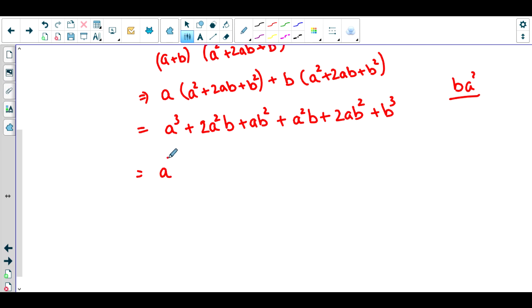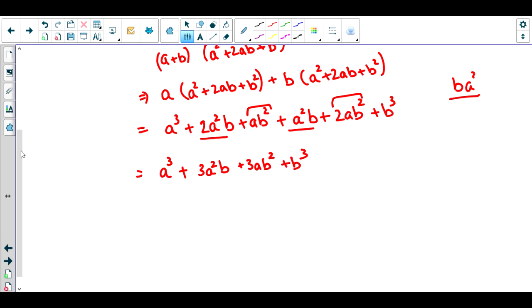Because in the next step we have to pick the like terms. This is a square b, this is also a square b, so we can write it as 3a square b. This is a b square, this is a b square, so we can write it as 3ab square. Any term left? Plus b cube. So this is the expansion.